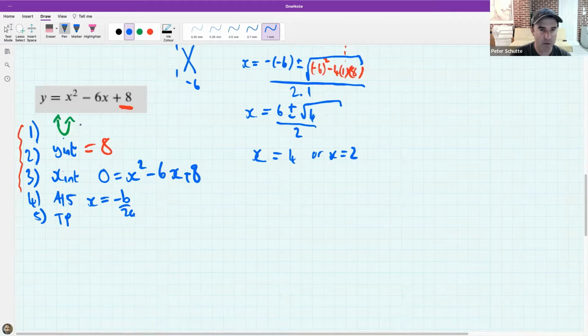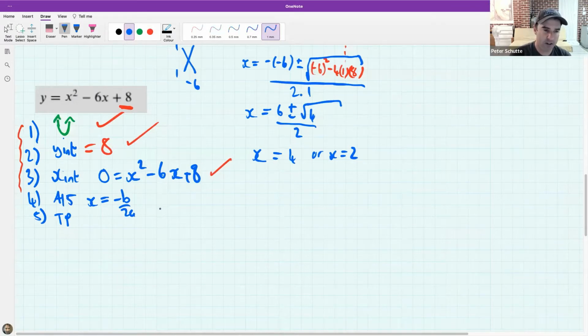Now, we'd found that it was a happy graph, so that was good. We found the y-intercept. We found the x-intercepts. And now we needed to find the axis of symmetry and the turning point. So I'm going to do this one as an example for you, and then you will do the next one. Just watch my technique here.